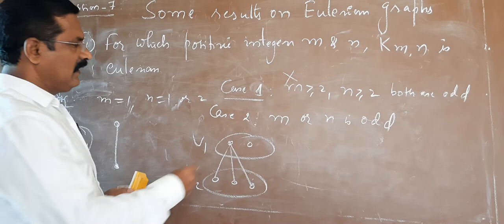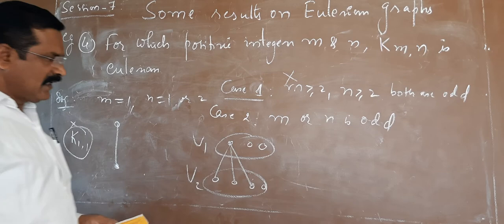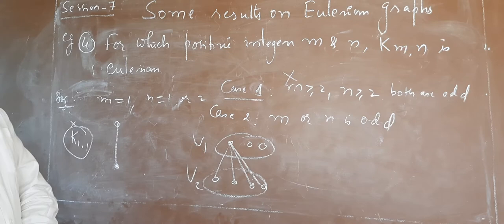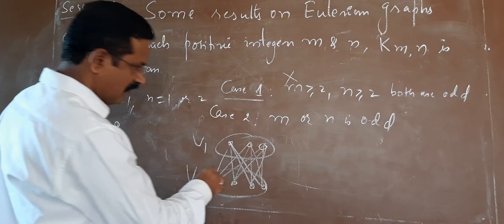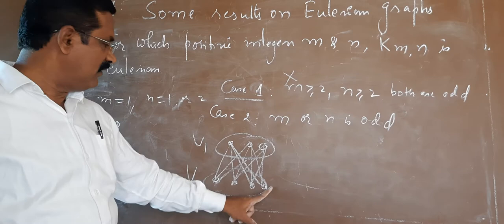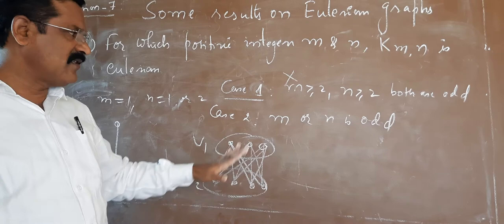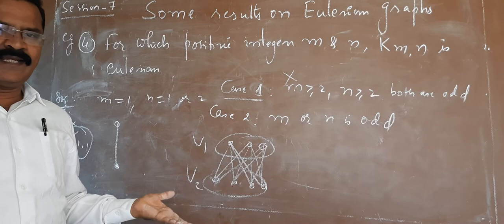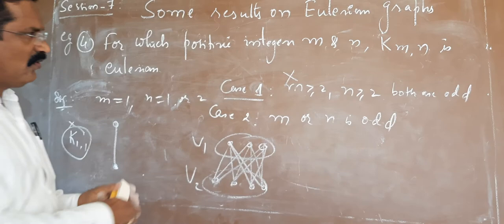Okay, if V1 contains an odd number of vertices and V2 contains an even number of vertices, what happens in this case? Again, one vertex is adjacent like this. You may say that the degree of this vertex is even, but if I join like this, now you can observe the degree of the vertices in the other set, 1, 2, 3. This vertex is also adjacent with all other vertices of the other set. So if any one is odd, there is a chance of getting an odd vertex. So in that case also, it is not possible to get an eulerian cycle. Therefore, that graph is not an eulerian graph, because one of the theorems says a graph is eulerian if and only if the degree of every vertex is even. So in this case also, it is not possible to get an eulerian graph.